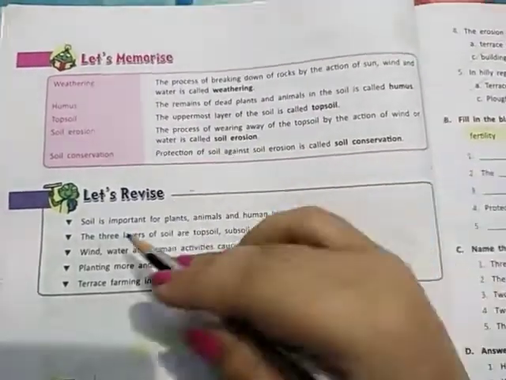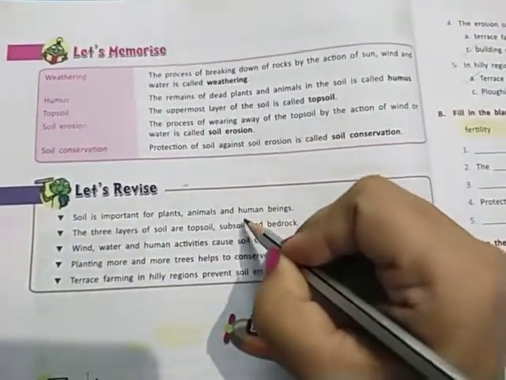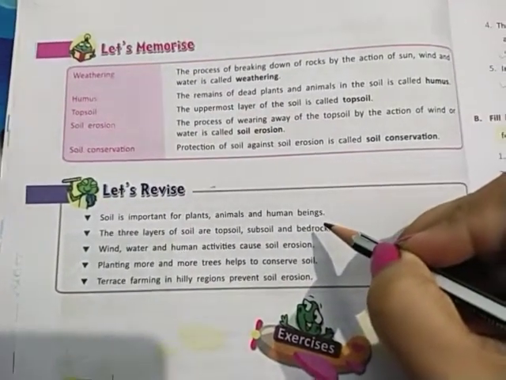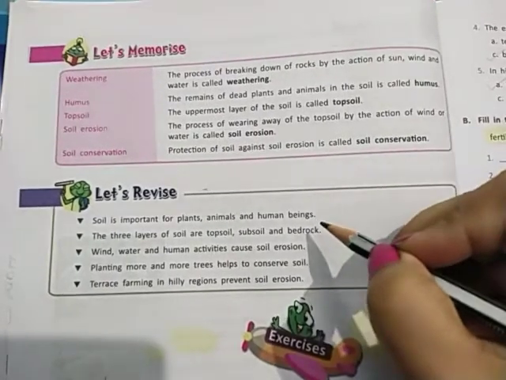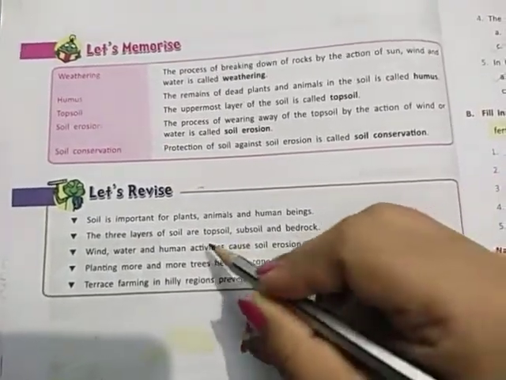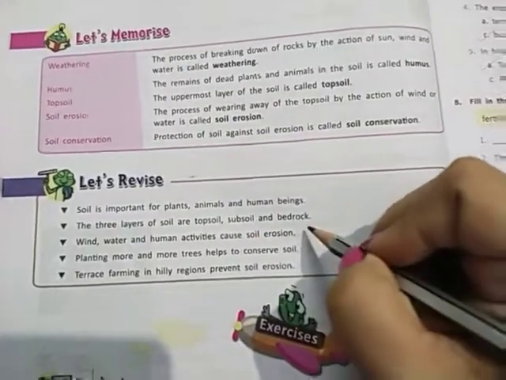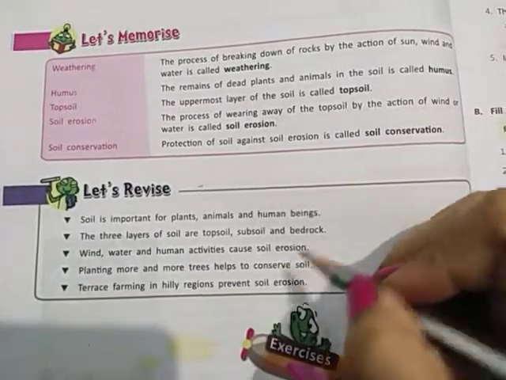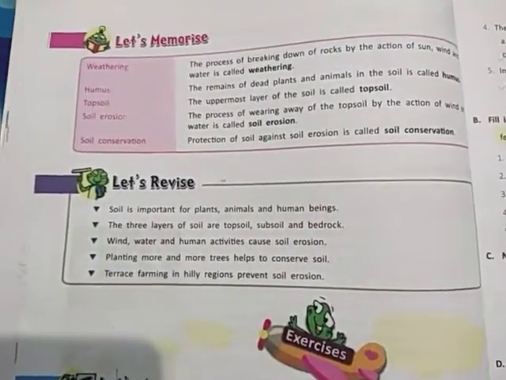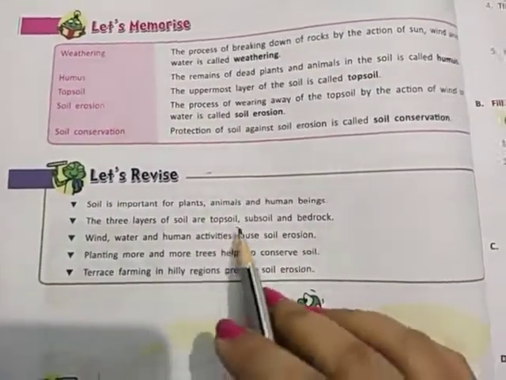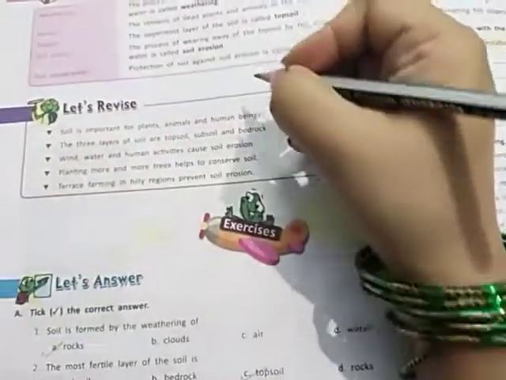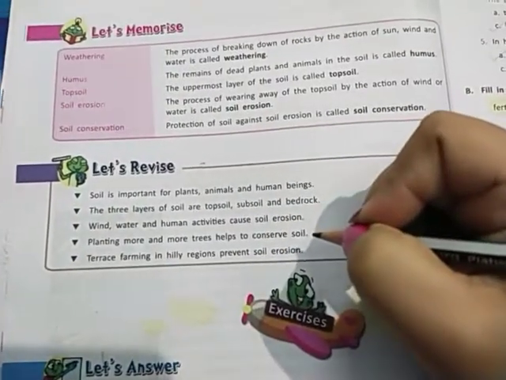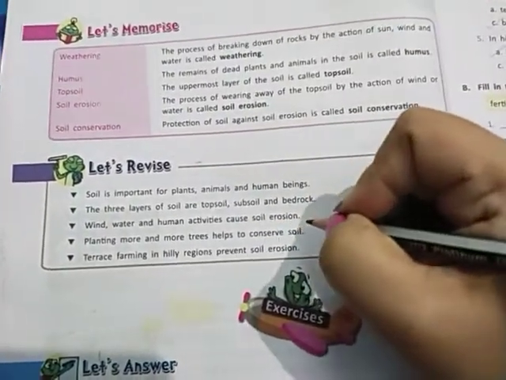Soil is important for plants, animals and human beings. Of course, soil is very important for the animals, for the plants and all living creatures. The three layers of soil are topsoil, subsoil and bedrock. As we have studied in the soil profile, there are three layers, that are topsoil, subsoil and bedrock. And then wind, water and human activities cause soil erosion.